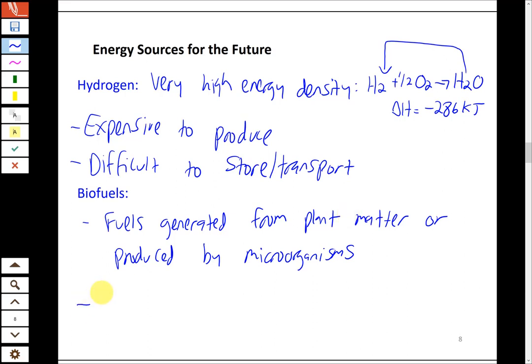And so there's a lot of liquid fuels that can be made in this way. Most of them are alcohols, methanol or ethanol. The gasoline we get today has a lot of ethanol in it already.